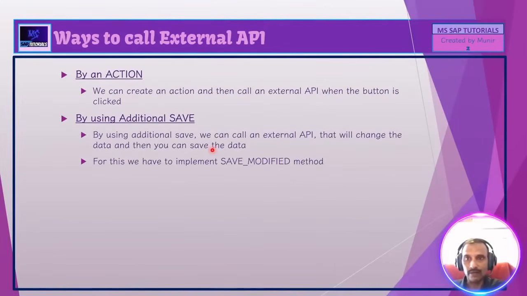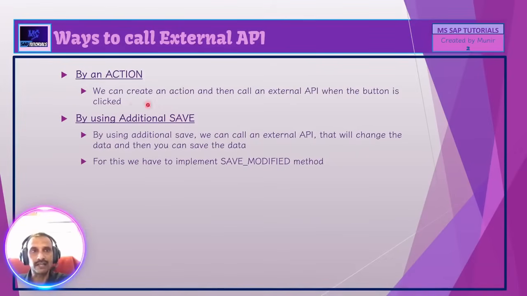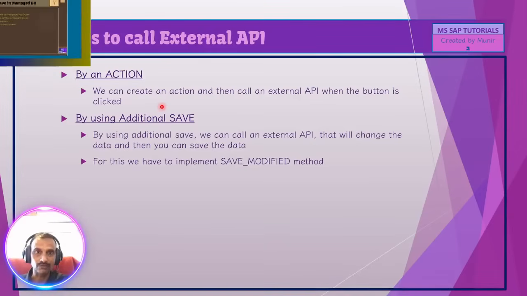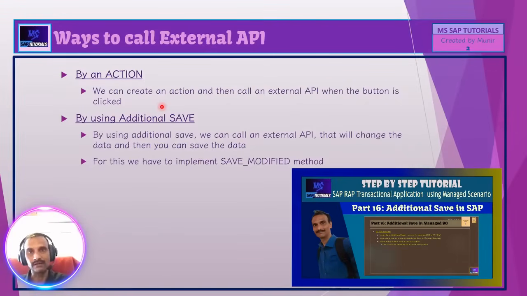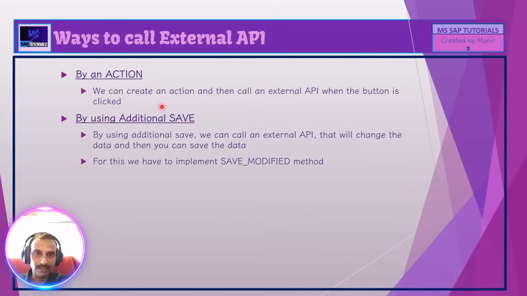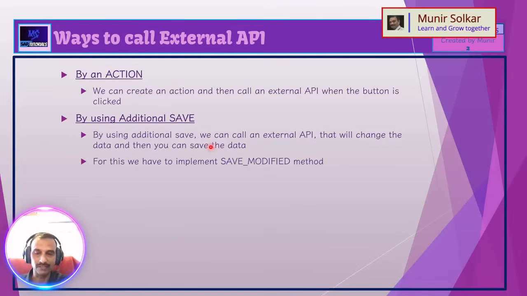Now, how and where is this getting called? That is what we need to understand. First thing is we can actually create one button, an action, and we can call an API. Apart from that, you can actually use the same thing in your additional save also in a managed scenario, where save modified will be implemented, and you can call this API and get the data and do whatever you want to do with that data. In my scenario, I will be using an action because that is the easiest way to just click and call it so that we can see it visually.